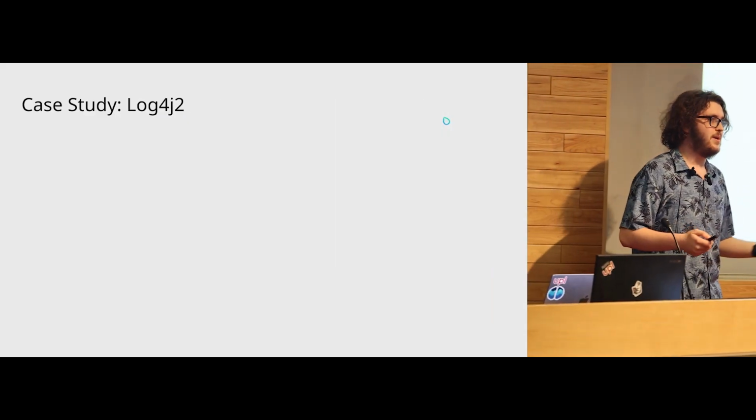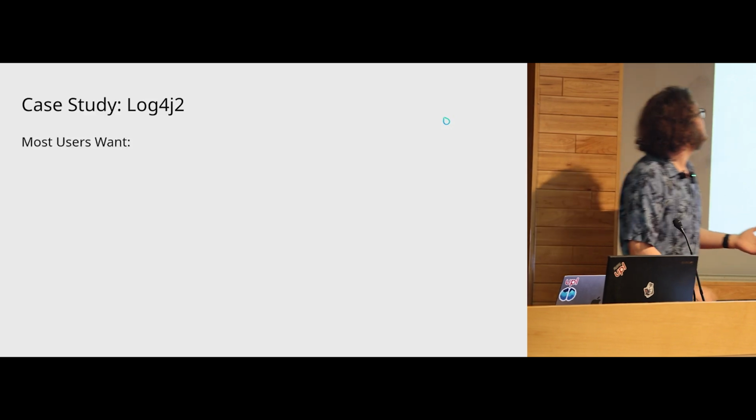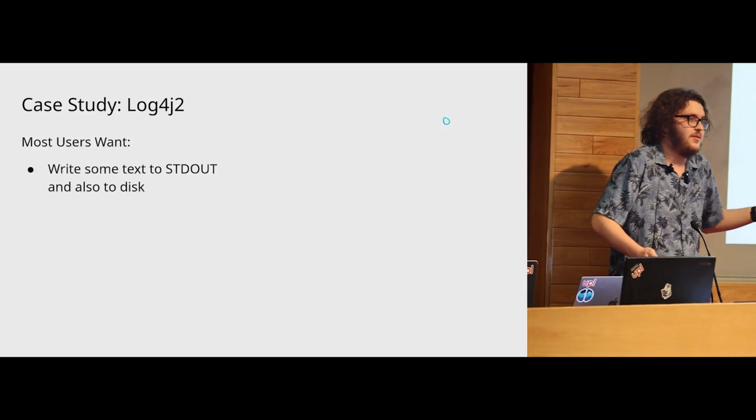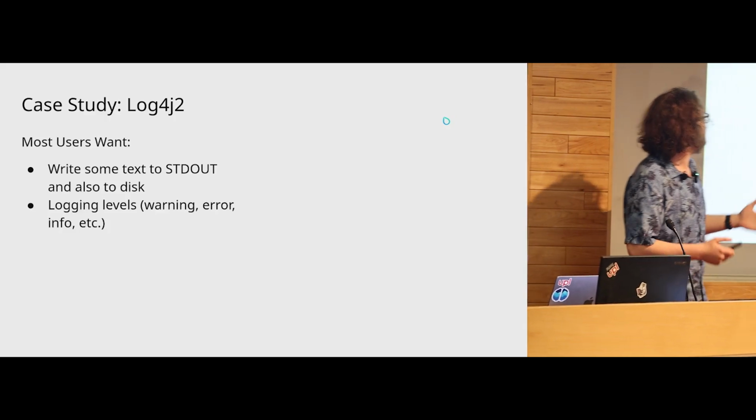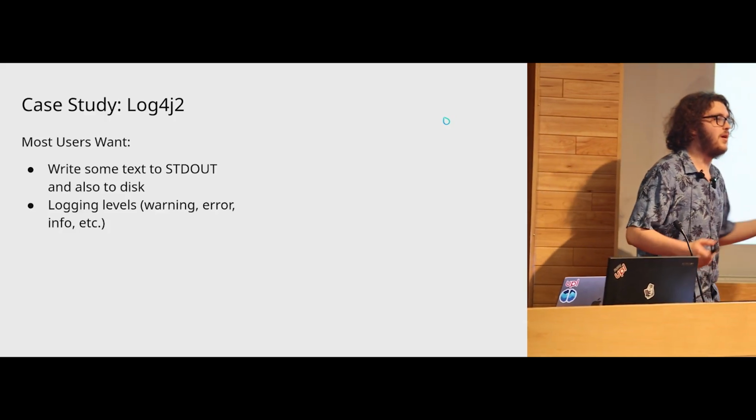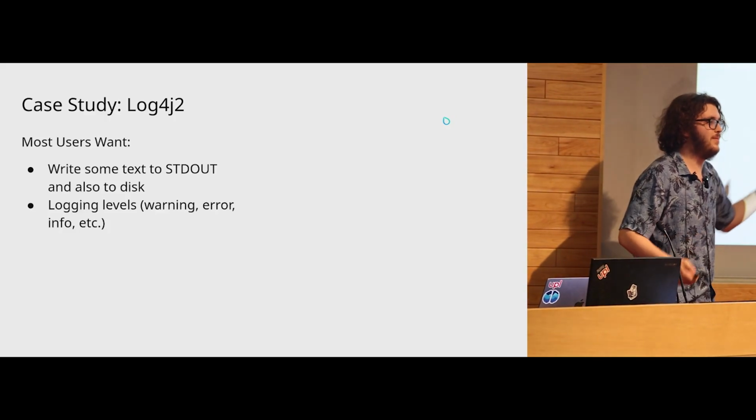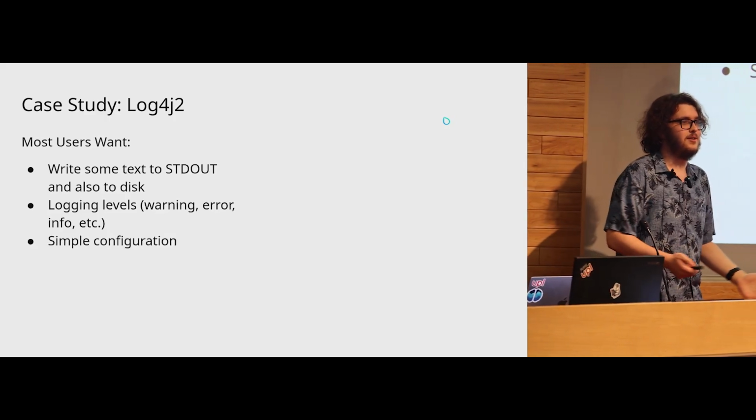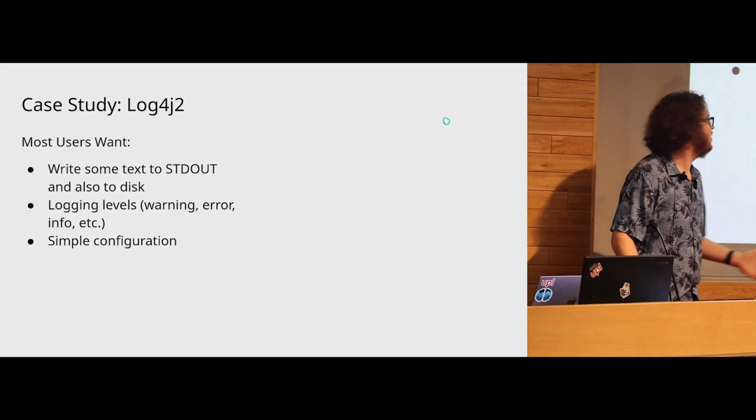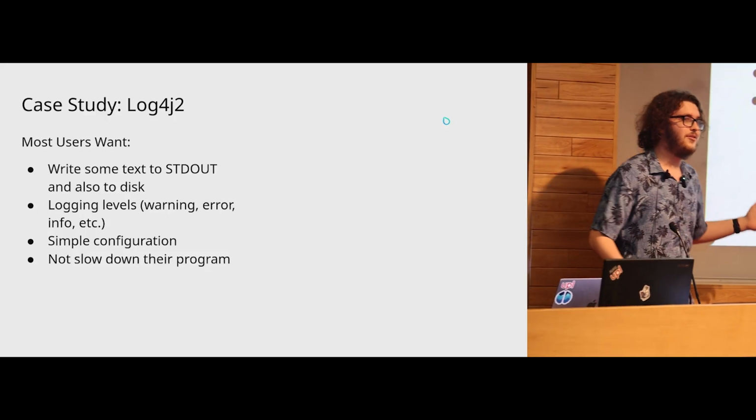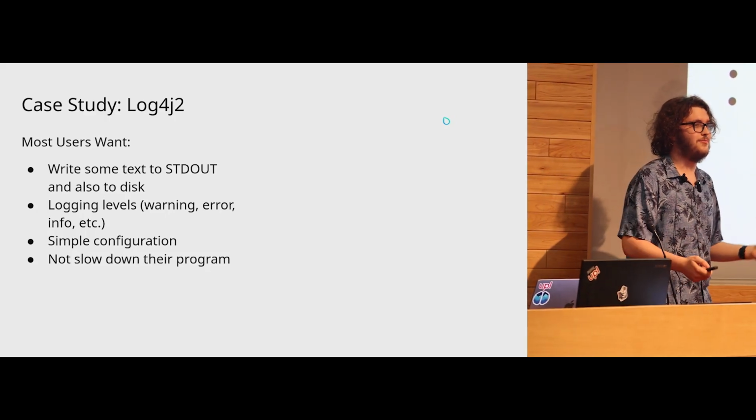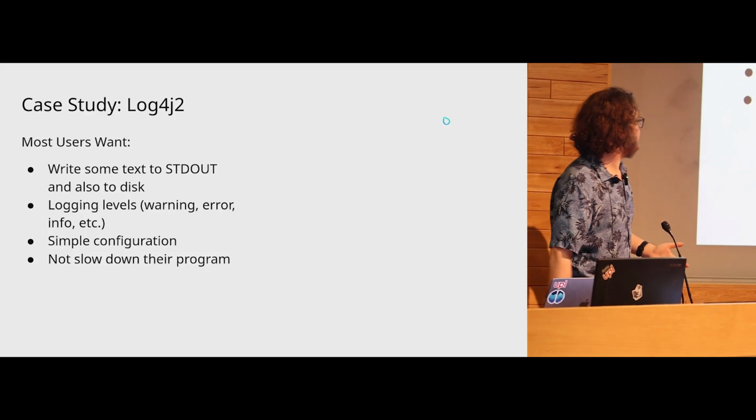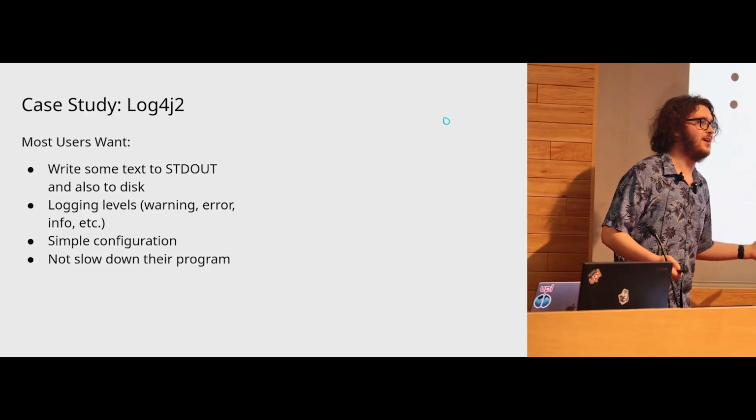So a lot of times when people are writing Java programs, they want a logging library, and they want it to write some text to standard output, but they also want to write to disk. They want to have different logging levels, warnings, errors, info, and they want to be able to filter based on those. They generally want configuration to be simple. No one wants things to be complicated. And they don't want it to slow down their program, blocking the main thread to write logs to a file and standard output. No one wants that. And so to solve this, they turn to log4j2 sometimes.